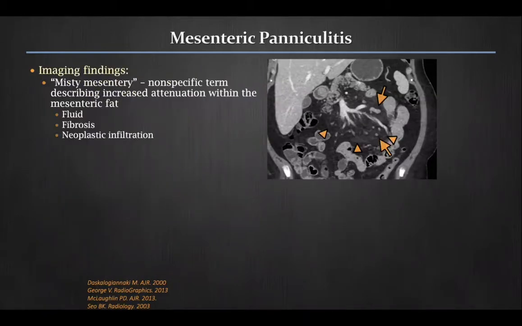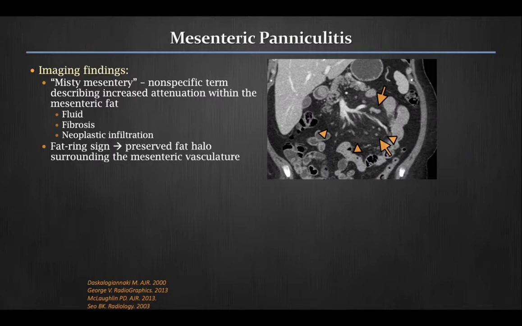So here are the imaging findings, which we talked about at the very beginning, the so-called misty mesentery. We have ill-defined mesenteric fat stranding. This is a non-specific term that can indicate a variety of different things: fluid, fibrosis, or tumoral infiltration. In this case, we're just talking about fluid or non-organized inflammation. The fat ring sign is the preserved halo around the mesenteric vasculature that you see indicated by the arrows.